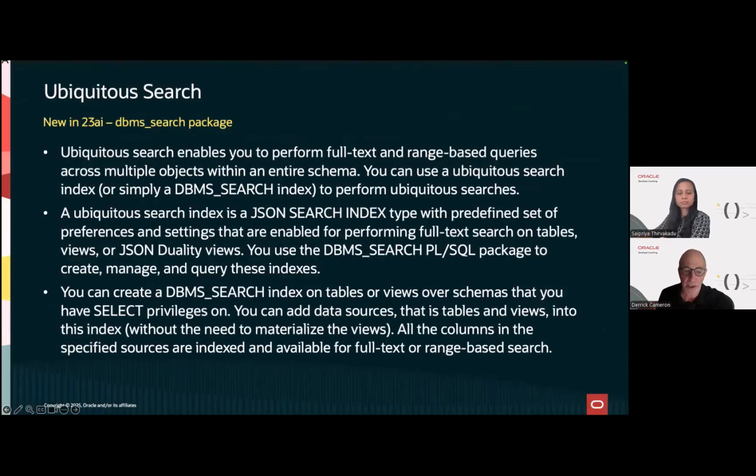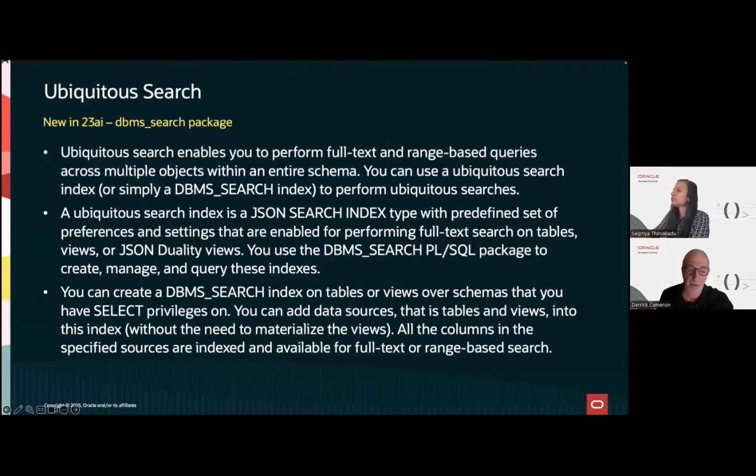Ubiquitous Search is new in 23 AI. It enables you to perform full text and range-based queries across multiple objects within an entire schema. If you're like me, I've been around the database for 33 years. If you wanted to do search even up to 21c, you would have to search individual tables and individual columns. The column limit on 23 AI has gone to 4,096 columns. If you need to search across all of that, practically speaking, it's really kind of impossible. With Ubiquitous Search, that's now enabled.